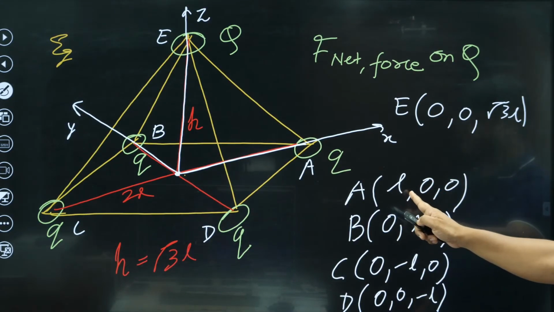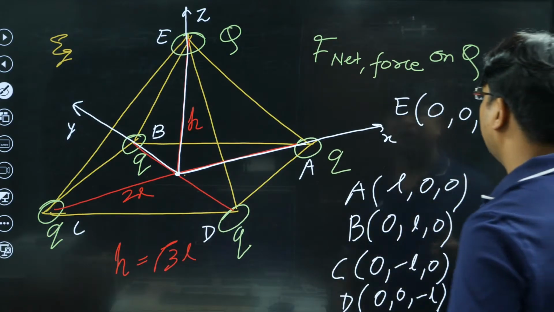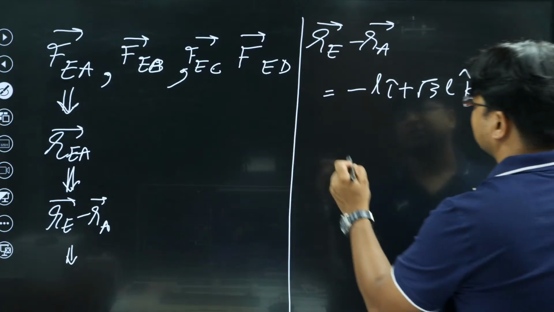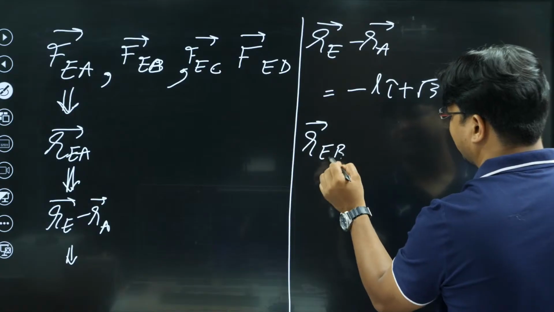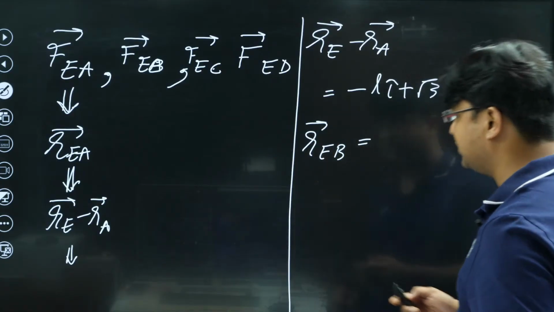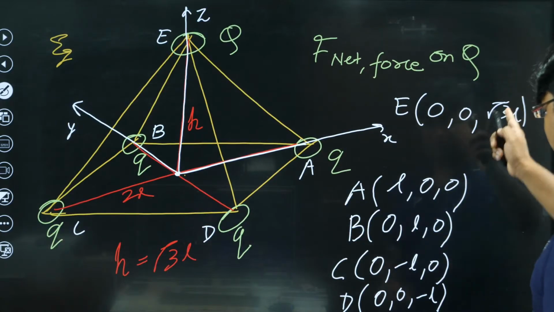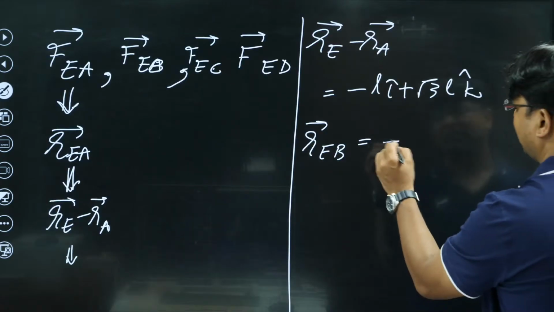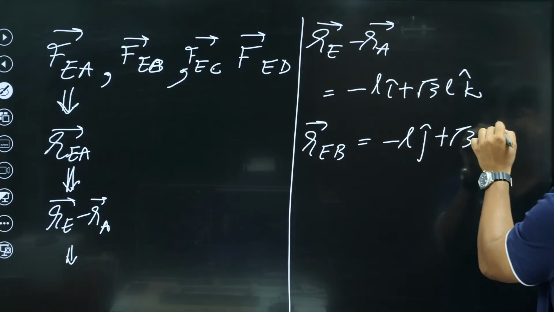0 minus L is minus L, 0 minus 0 is 0, this minus 0 is root 3L. So yes, okay. Similarly, the REB vector, now I am writing directly. I am leaving it up to you guys to finish this exercise by looking at the coordinates. REB would be this minus this, so it will become minus L j cap plus root 3L k cap.